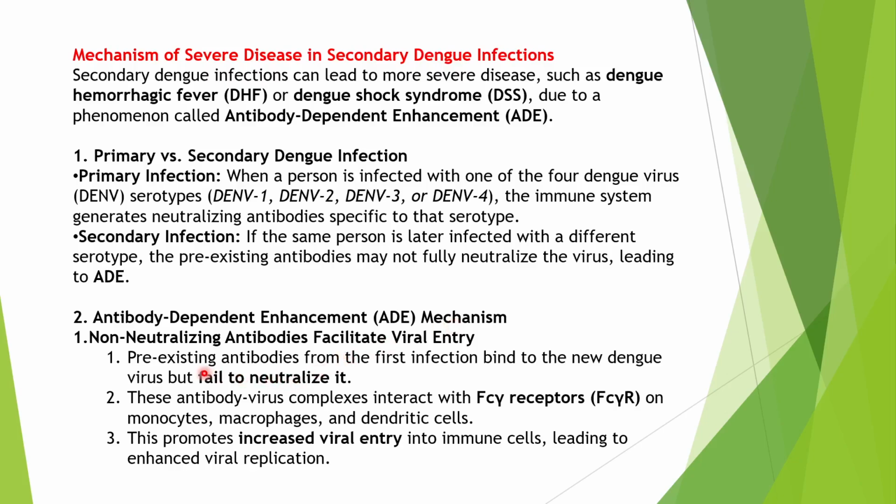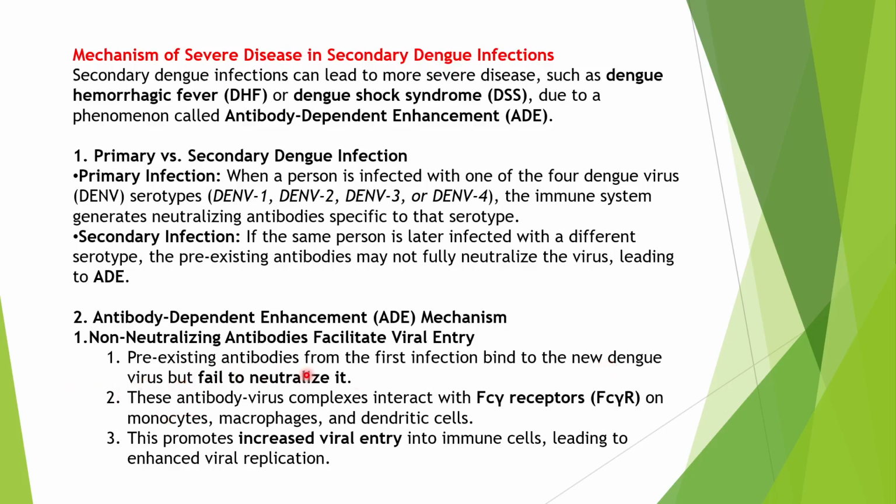How does this exactly happen? Non-neutralizing antibodies facilitate viral entry. Even though these antibodies are produced and they try to neutralize it, the neutralization process is not effective because it's not the exact complementary serotype. So they will not completely neutralize. It will be inefficient, and this will help in facilitating the viral entry.